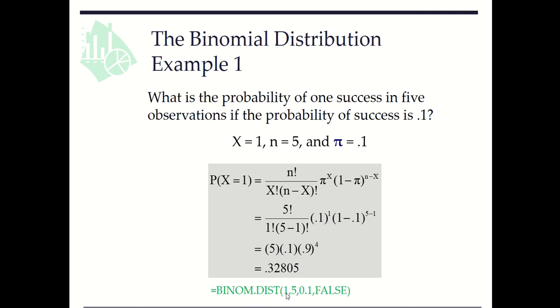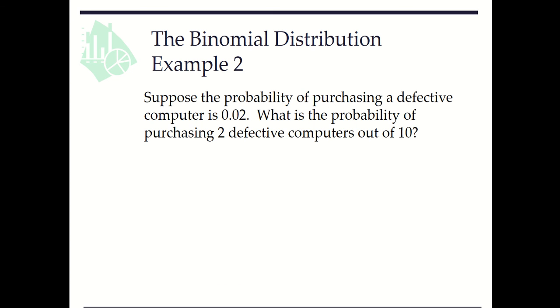We can solve the problem with the Excel formula binom.dist. The first parameter is x, second n, third pi, and last, false means non-cumulative. That is, probability for x equals 1. If we use true, then it means cumulative. That is, for probability P(x) less than or equal to 1.